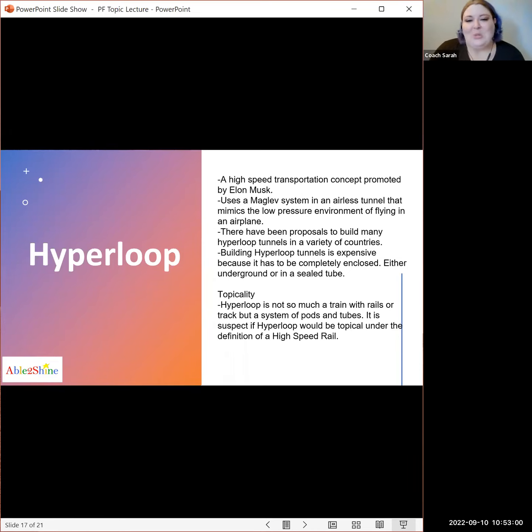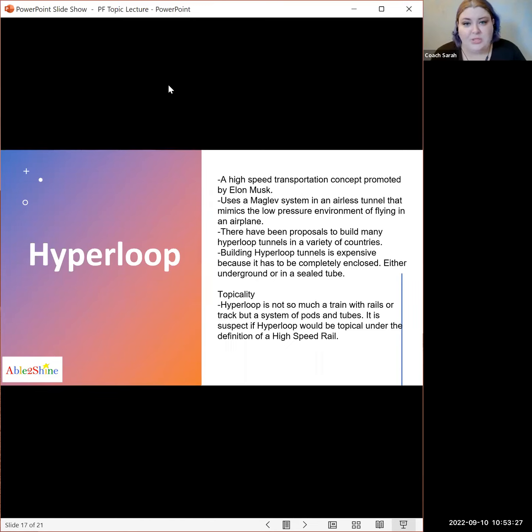And so I don't think that this is topical ground under the resolution. I don't think it meets the burden of what a train is. Obviously, if this is something you're really interested in debating about, you're more than welcome to research this and look into this as part of your case. Or maybe if you're on the negative, this is an alternative that you think that the United States should invest in. It's not a train, so it's topical neg ground.